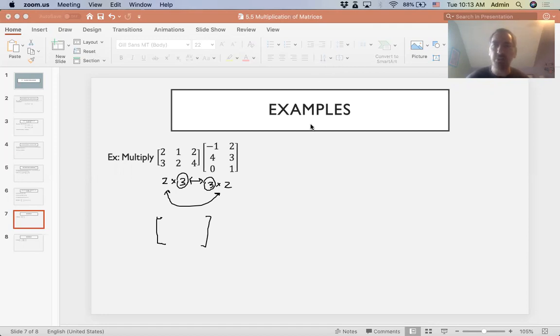You don't have to do that scratch work out to the side, but I think it's helpful until you get comfortable with it. It's very easy to make a mistake if you're trying to do all of this in your head. We take the first row of the first matrix and multiply it by the first column of the second matrix. I'll come out to the side and multiply: 2 times -1, 1 times 4, and 2 times 0. That gives -2 plus 4 plus 0, which is 2.